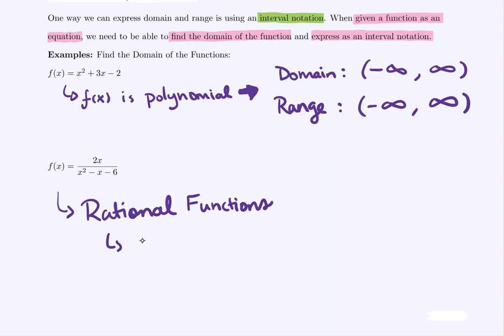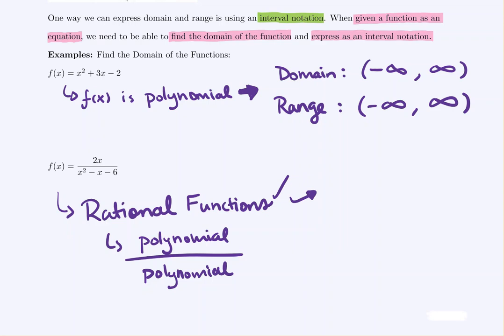You know it's a rational function when it's a polynomial being divided by another polynomial, which we see we have here. Since we've got 2x being divided by x squared minus x minus 6. So we automatically know this is a rational function.